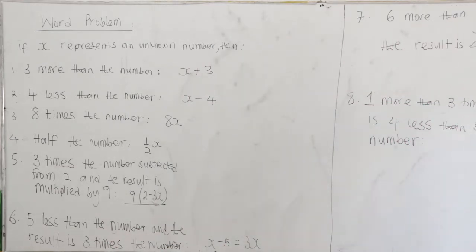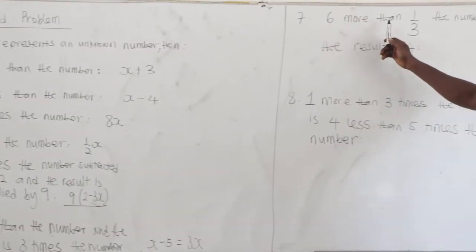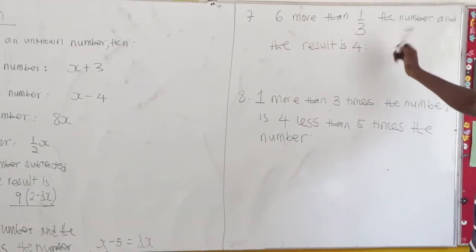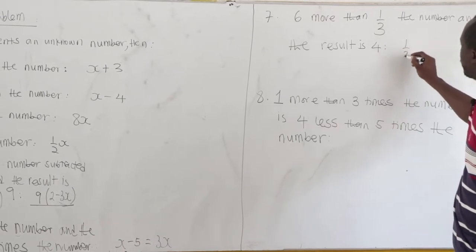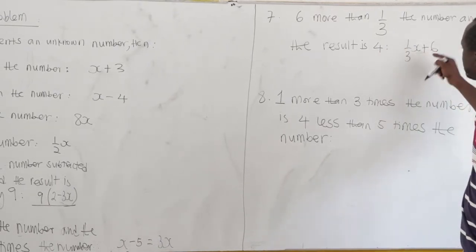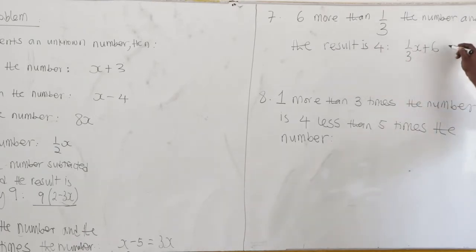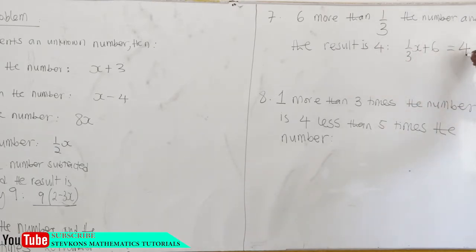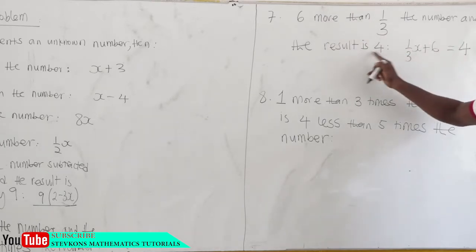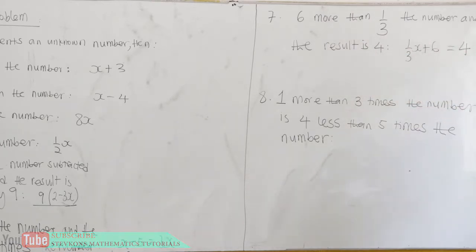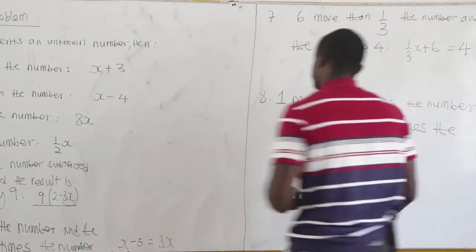That's very easy. Now let's see the 7th one. 6 more than 1/3 the number, so that is 1 over 3x plus 6. 6 more than 1/3 the number, and the result is 4. So this is equal to 4. So that is what we have here.